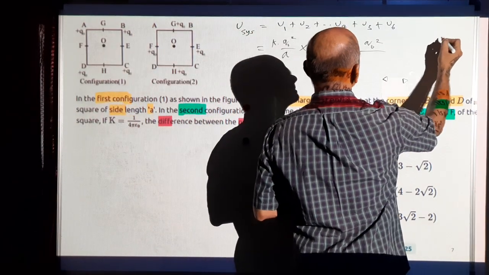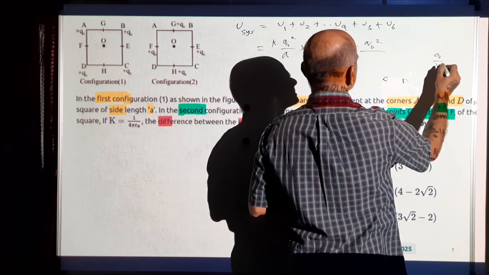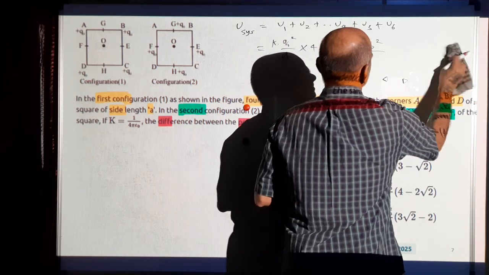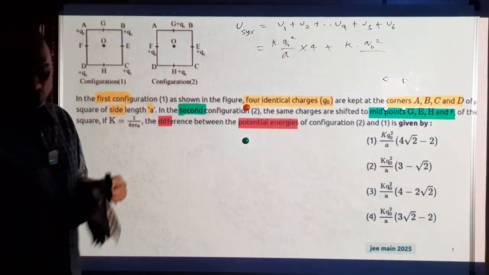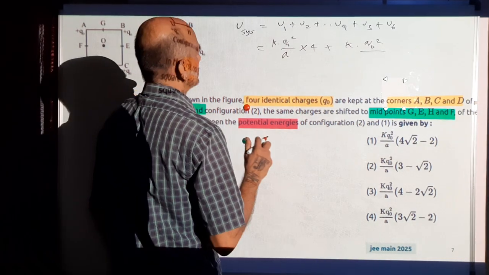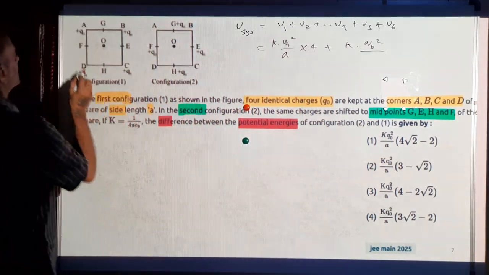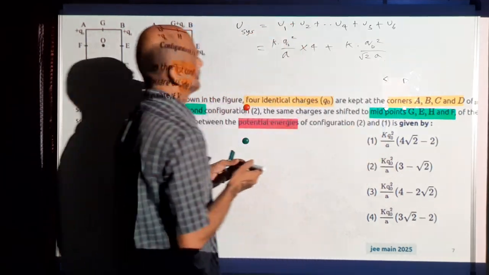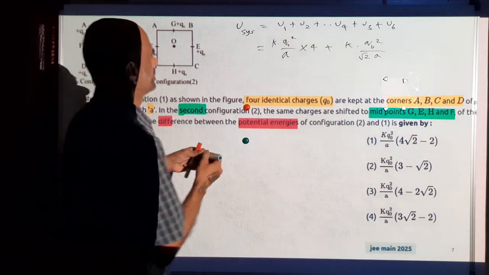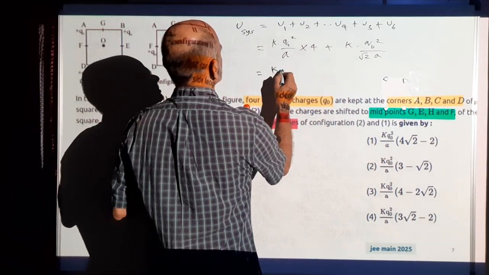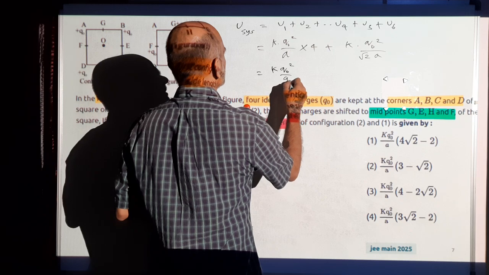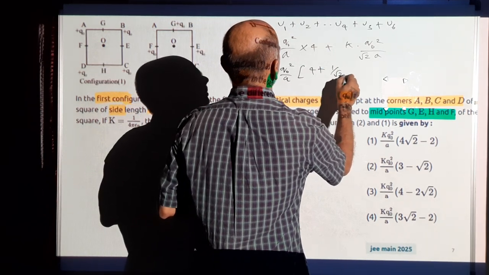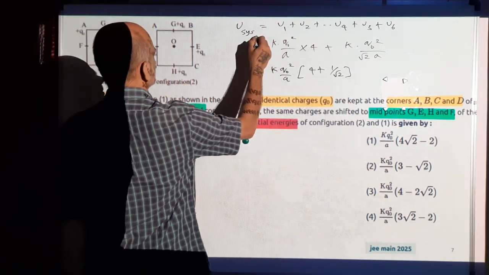Energy dimension is the same as the work done, and force is Q by R square, and energy or the work done is force into the distance. So it's Q by R dimension. So the formula should have distance in the denominator, not distance square. Distance square is for force. And here the distance along the diagonal is root 2 times A. So K Q0 square by A into 4 plus 1 by root 2. So this is for configuration 1.